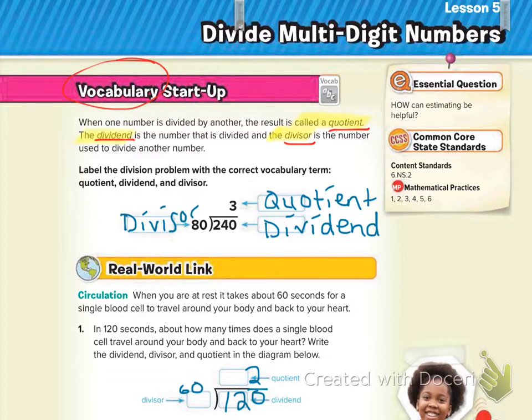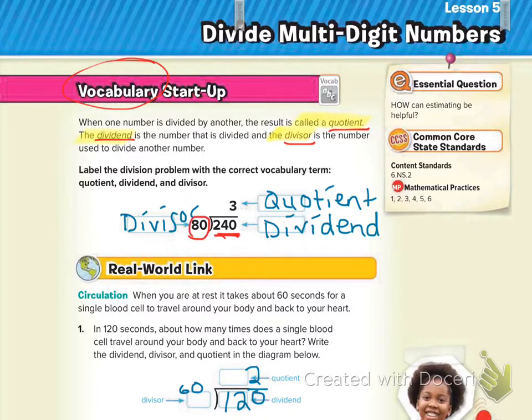When one number is divided by another, the result is called a quotient. So the answer to a division problem is a quotient. Okay, the dividend is the number that is divided. So that's the number that's inside the box. That's the dividend. That's the number being divided. And the divisor is the number being used to divide.